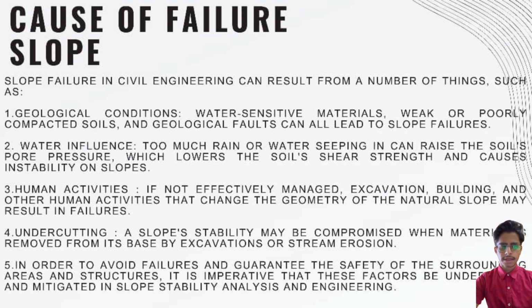If not effectively managed, excavation, building, and other human activities that change the geometry of the natural slope may result in failure. And number four would be undercutting. A slope's stability might be compromised when material is removed from the toe by excavation or stream erosion. And last but not least, in order to avoid failures and guarantee the safety of the surrounding areas and structures, it is imperative that these factors be understood and mitigated in the slope stability analysis and engineering.